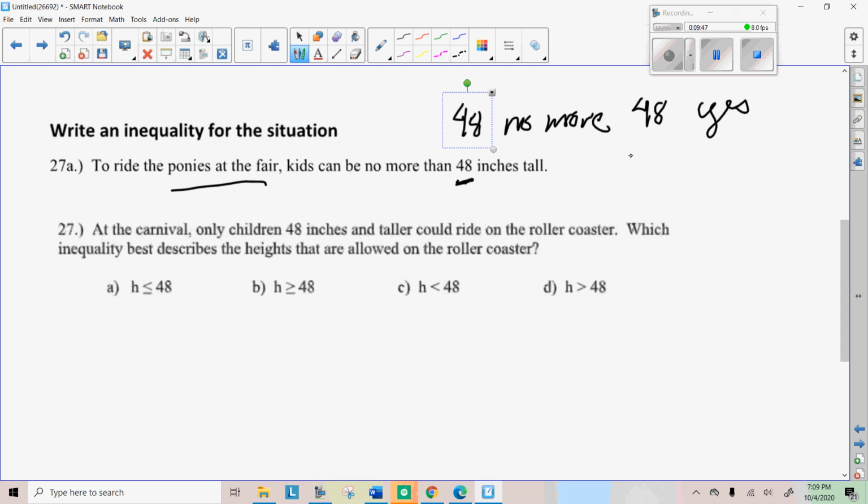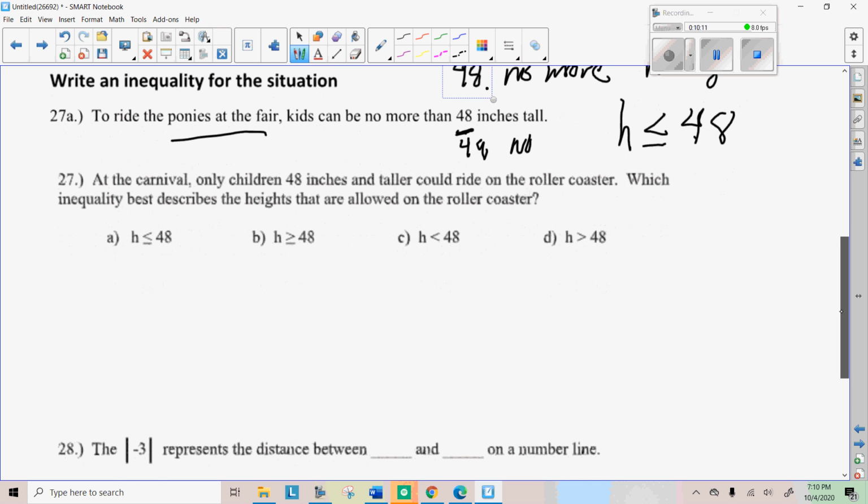And then think about numbers bigger, numbers smaller. So how about 49? Is 49 no more than 48? The answer to that is no. So that means we must be talking about things that are less than. So we're going to say your height, I'll use h for height, has to be less than or equal to 48. So I'll let you try the next one.